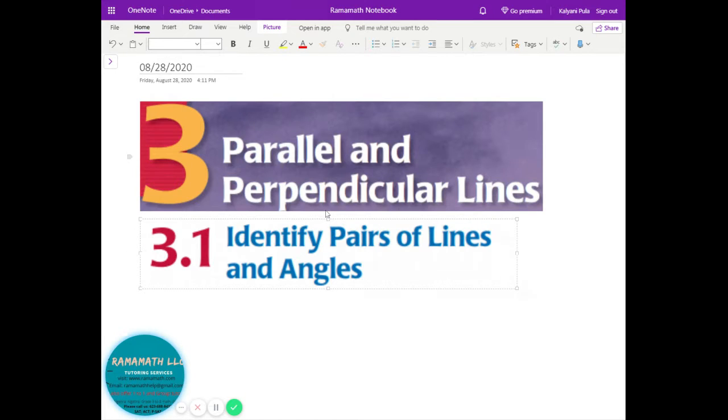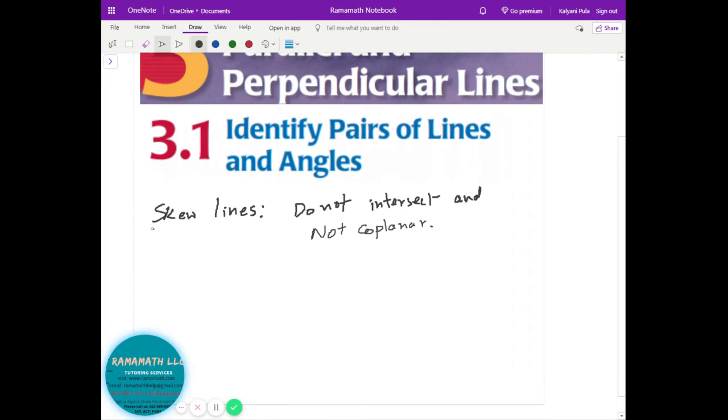Okay, so parallel lines, perpendicular lines. We're going to look at identifying pairs of lines and angles. So the skew lines, they do not intersect, and also they are not coplanar. What does that mean? They are not on the same plane. Those are called skew lines.